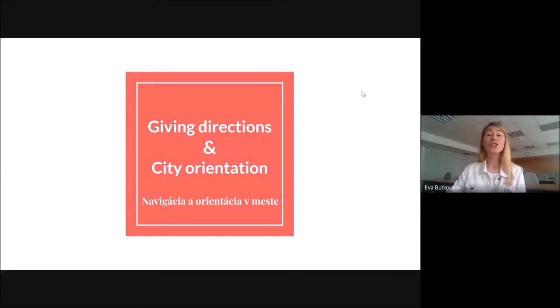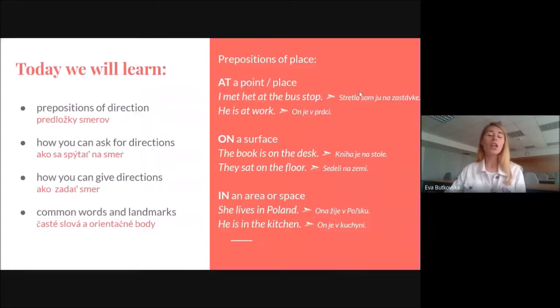This is a very good and helpful topic for you to learn and master, because it can happen anytime that you want to know directions or you are asked to give the directions. So today we will learn the prepositions of directions. As well, we will talk about how you can ask for directions and how you can give directions. And we will cover common words and landmarks that are important for you to know if you want to give proper directions.